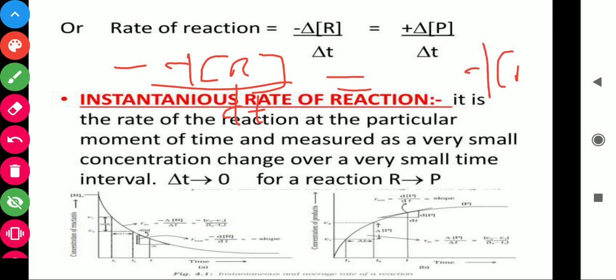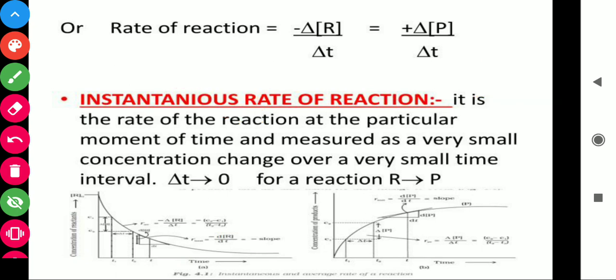dP by dt. These graphs show the concentration of reactant. As the reaction proceeds in the forward direction, the reactant decreases. The reactant decreases with time, while the product increases with time. So this is the graph between concentration of reactant and time.